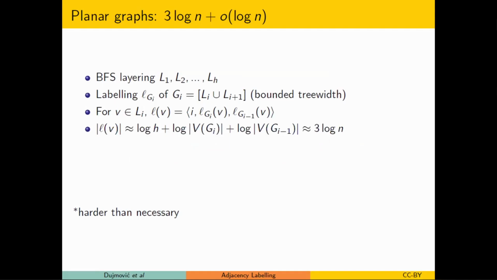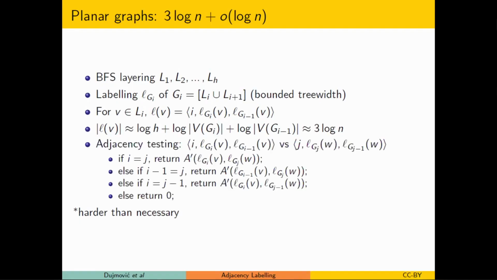If you look at the length of the label now, I have to encode the value of I, which is somewhere between 1 and h, so that takes about log h bits. I have to encode the label in graph I and the label in graph I minus 1. I don't know what those are. Those have at most n vertices each. So you can upper bound this certainly by 3 log n.